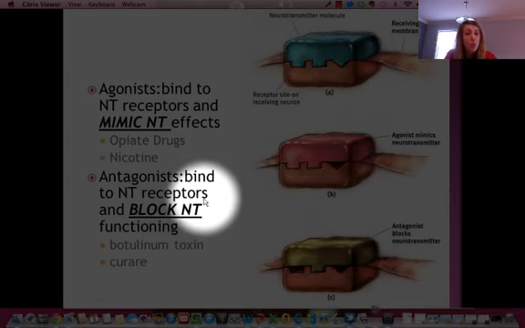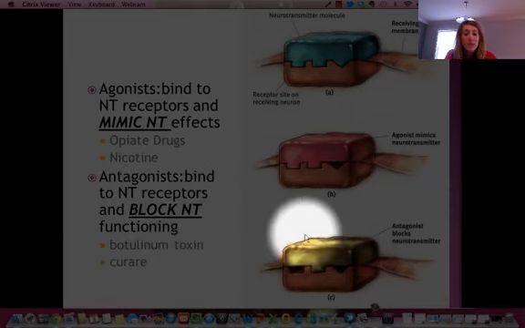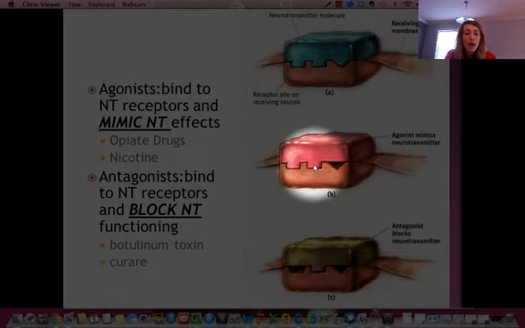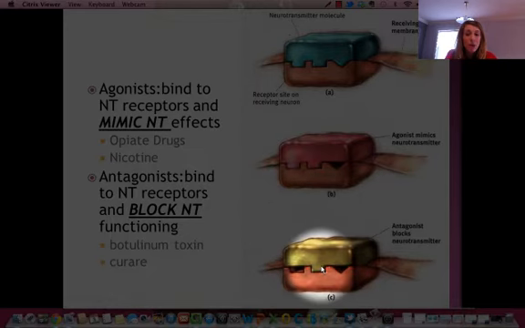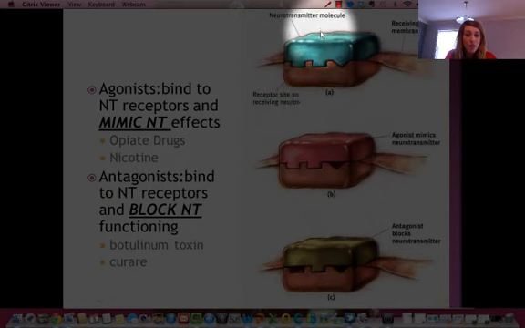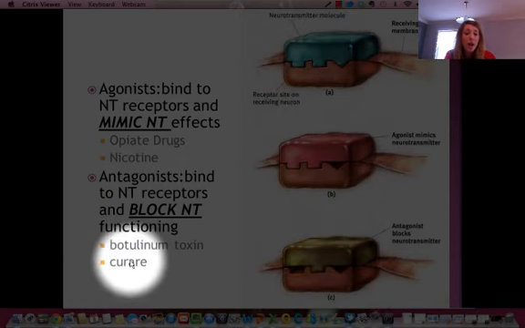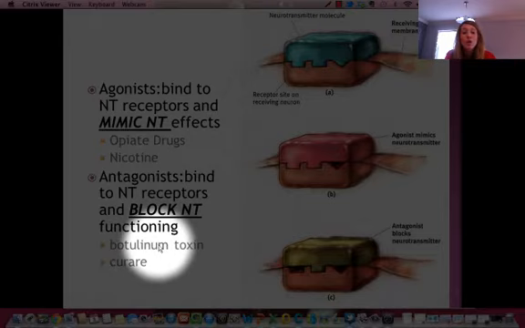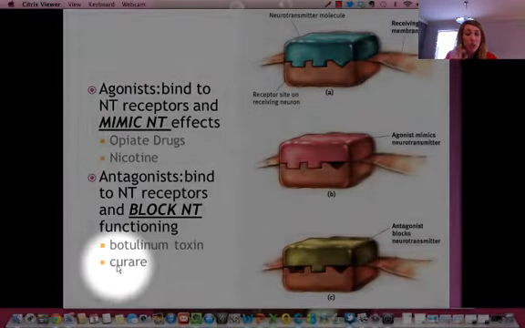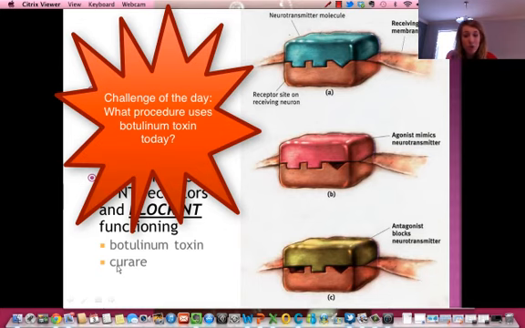And then antagonists bind to the receptor and block it, okay? So antagonists look like this. Do you see? There's not enough to send the message, but enough to prevent the actual neurotransmitter from getting in. And then there's curare, and botulinum toxin, right? Those are two types. Curare they used to use in dart guns to shoot animals, and it causes them to become paralyzed.